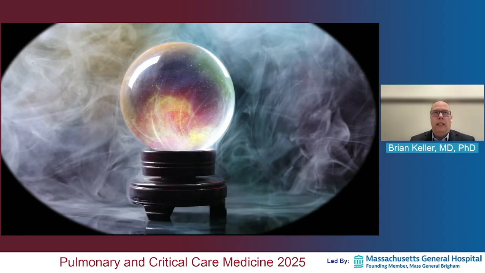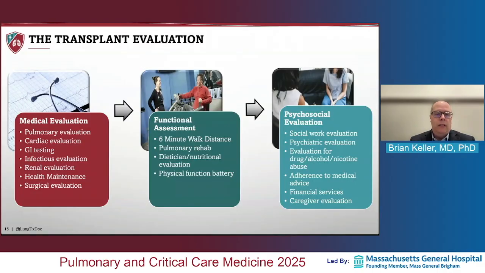identifying the patients with the best chances for a good outcome, we undergo an extensive evaluation. And this includes a medical evaluation, functional assessments, and psychosocial evaluation. So as part of the medical evaluation, not only do we look at their lung disease and their progression of their lung disease, but we really look closely at their cardiac function. We look at their GI testing for evidence of acid reflux, gastroparesis, or other gastrointestinal dysfunction that may put the lungs at risk after transplant.